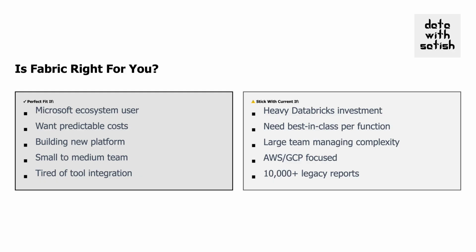Stick with your current best of breed setup if you're heavily invested in Databricks or Snowflake with complex workloads that would be expensive to migrate. You need the absolute best-in-class tool for every single function. Or you have a large team that can manage the complexity. You are on AWS or GCP and don't want to switch ecosystems. Or you have 10,000 plus legacy reports. For most mid-market companies though, Fabric is a smart choice. You get 80% of the functionality at 50% of the cost and complexity.